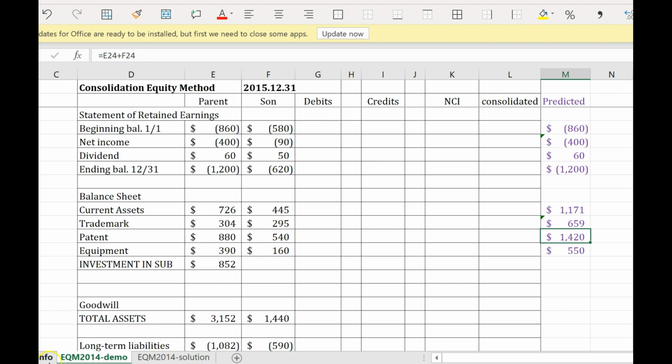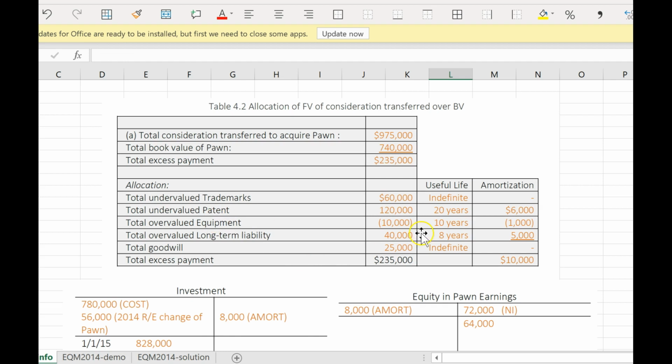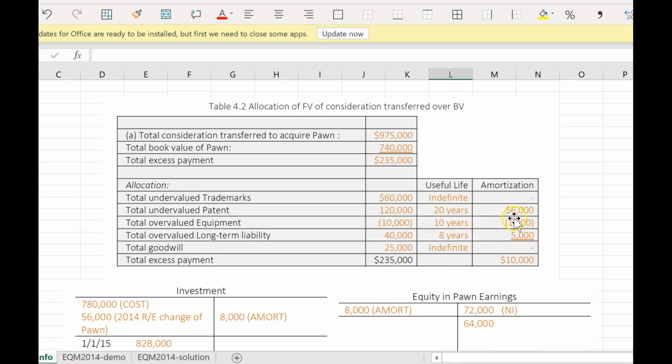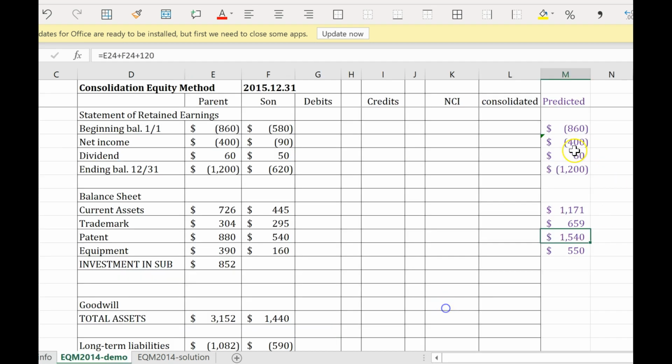Patent. Patent is the same thing. It is 120,000 undervalued. So we need to add this 120,000 undervaluation of the assets. Okay, but is that it? No, because after 2 years, if we look at the information section, it was amortized by 6,000 each year. So I'm going to subtract 2 years of amortization at 6,000 per year, right? That is the correct number for my consolidated patent.